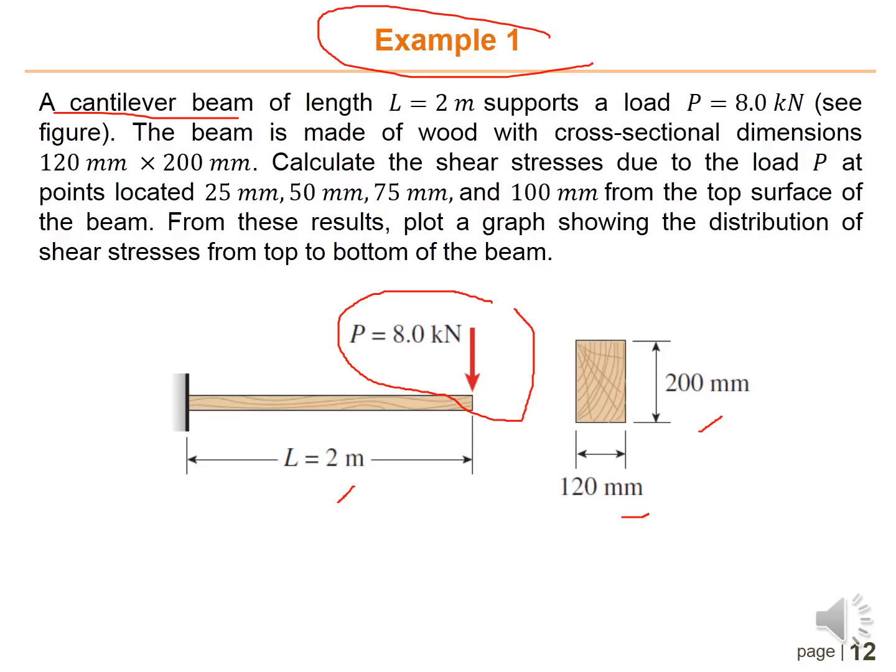Okay, so you have to calculate the shear stress due to the load P at points located 25, 50, 75 and 100 millimeter from the top surface of the beam. From this result, you have to plot a graph showing the distribution of shear stress from top to bottom of the beam.